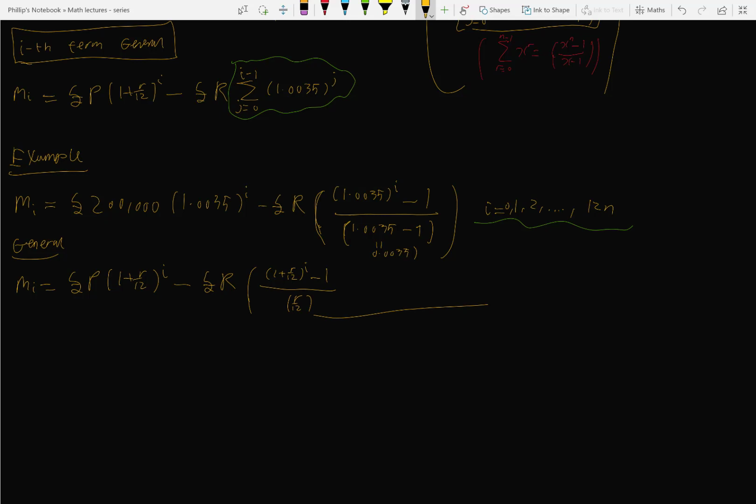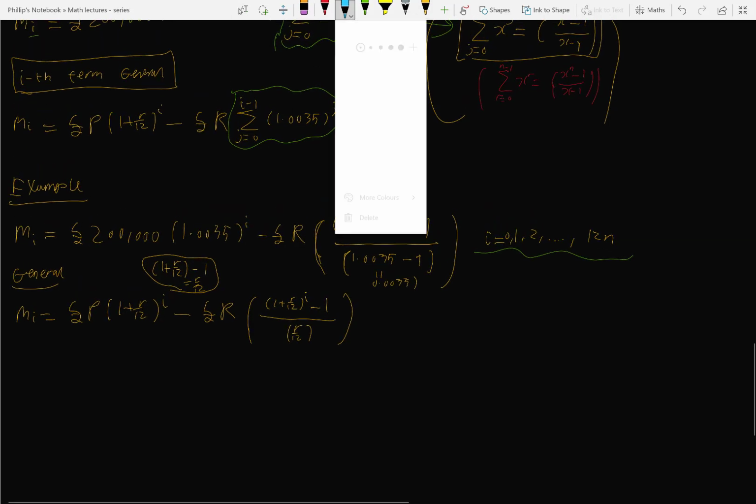So this here is also, I'm going to rub it out now, but this is just 1 plus R over 12 minus 1, which is just equal to R over 12. I kind of skipped a step, I hope that makes sense, that's why it's just R over 12. We're going to rub that arrow out now because it's in the way. So we've got that and that, so we're writing in blue.